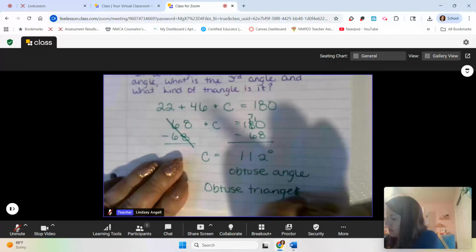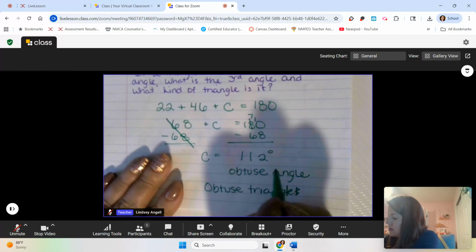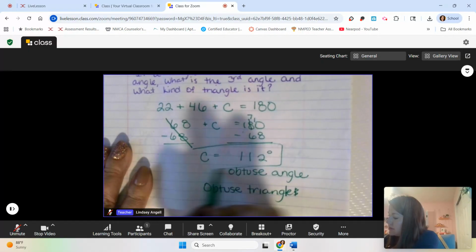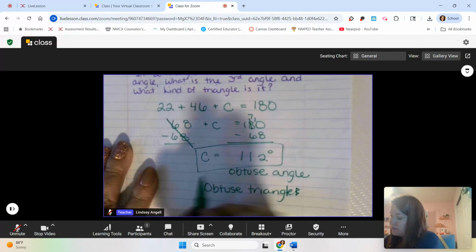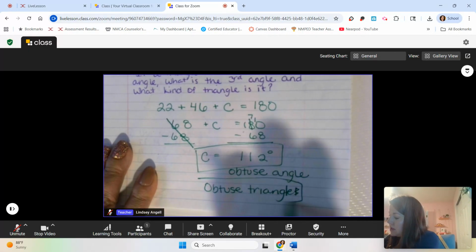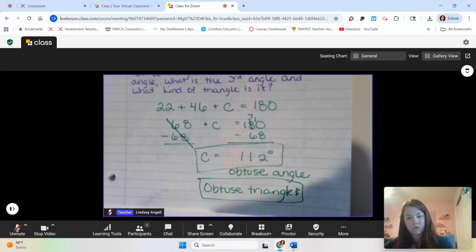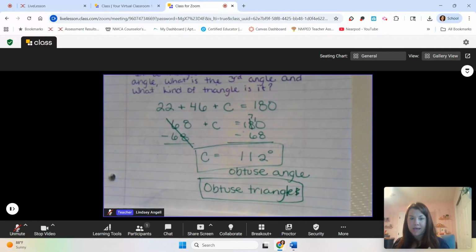Oops, I spelled triangle wrong. Okay, there we go. So this was part of our answer. It was 112 degrees, which is an obtuse angle, which makes it an obtuse triangle. If a triangle has a right angle, it means it's a right triangle. If a triangle has 3 acute angles, then it's an acute triangle.